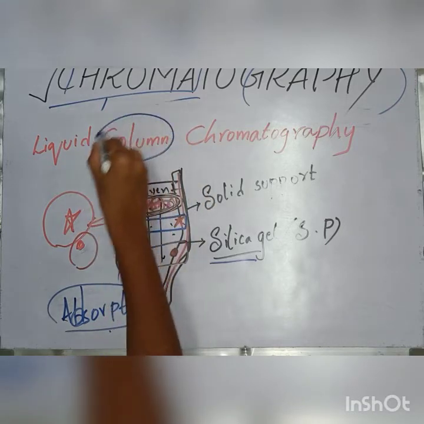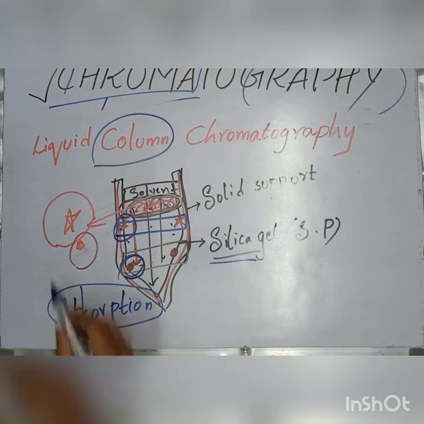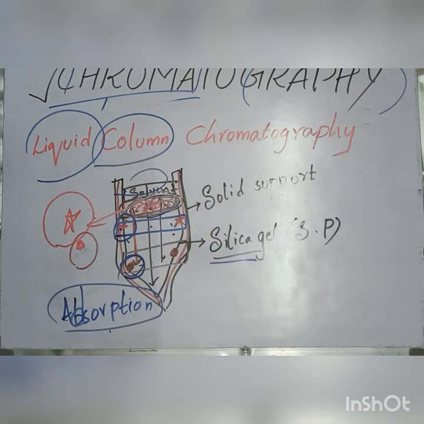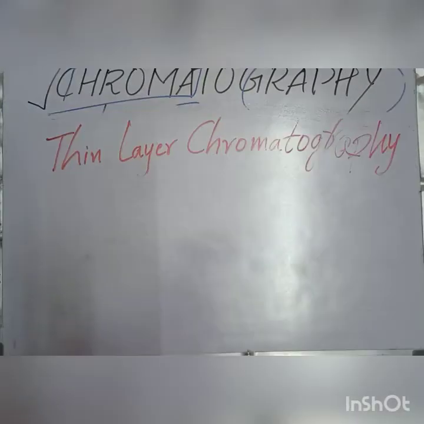So here what have we used? A column, and liquid means the solvent, and the sample is also a liquid. Silica gel is a solid, and the column is used as a solid support. The components of a mixture are separated based on their adsorption. So this is about the first type of chromatography, which is liquid column chromatography.